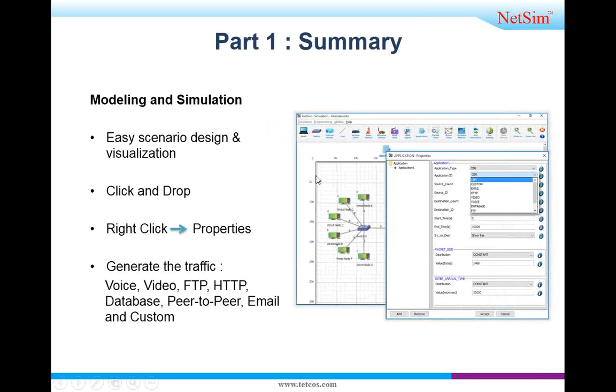Here you can see in the screenshot there is a small network created, and there is a property view of the application where you can change the application type to custom, CBR, email, HTTP, and set the source and destination ID, their timing, packet size, inter arrival time.